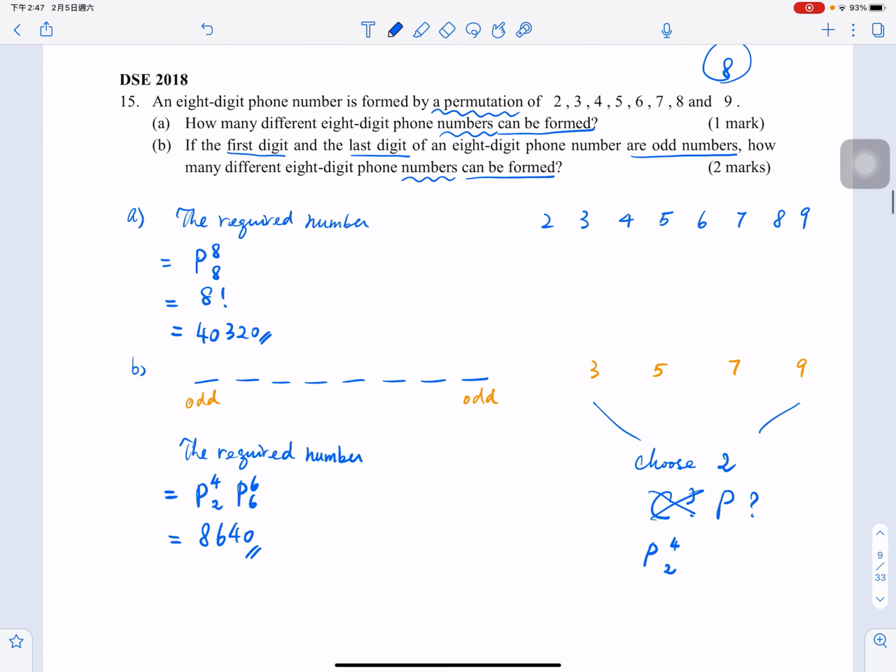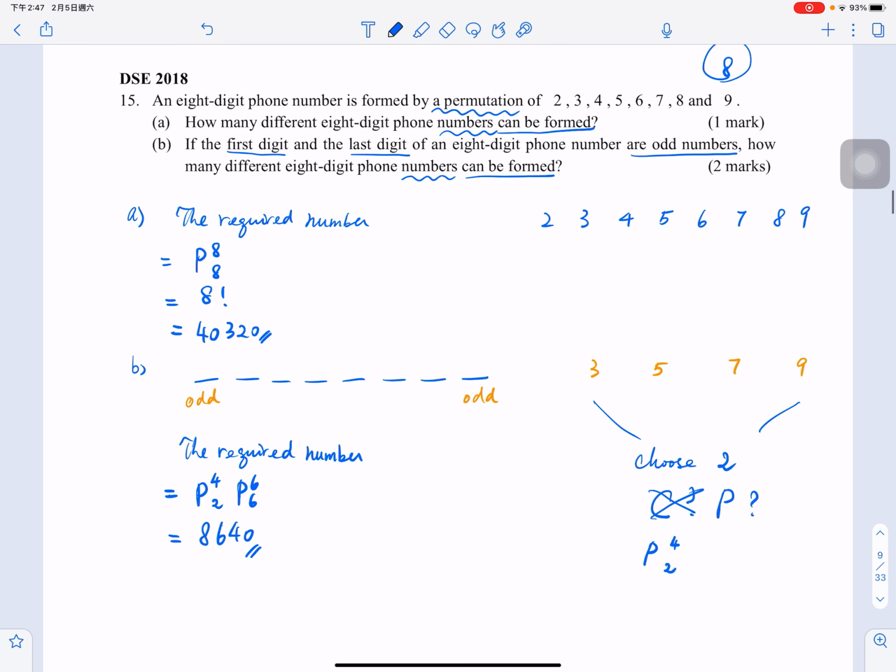So in 2018, that year, you need to find the combination, permutation.